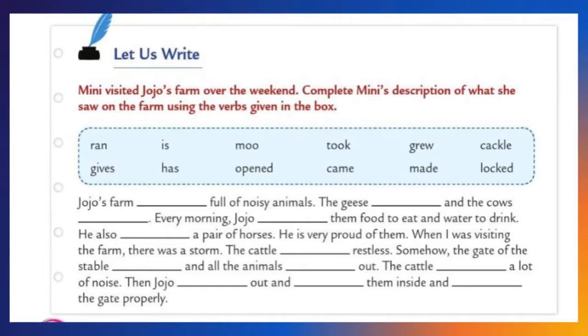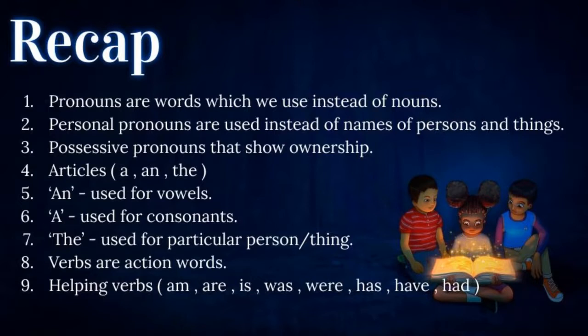Students, now we came to an end. It means recap corner. Let's recall today's topic. Pronouns. Pronouns are words which we use instead of nouns. And we have seen personal pronouns and possessive pronouns. Personal pronouns are used for names of persons, animals and things. And possessive pronouns show ownership or possession.